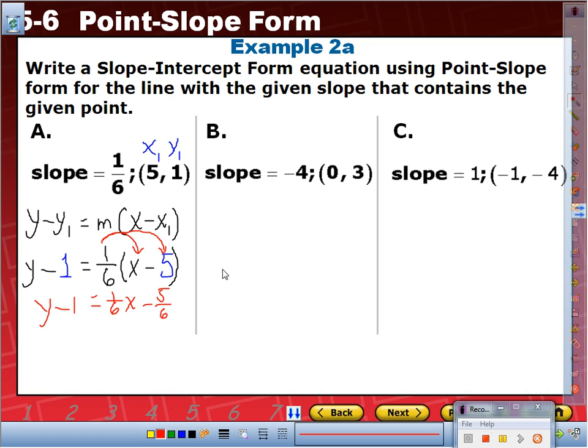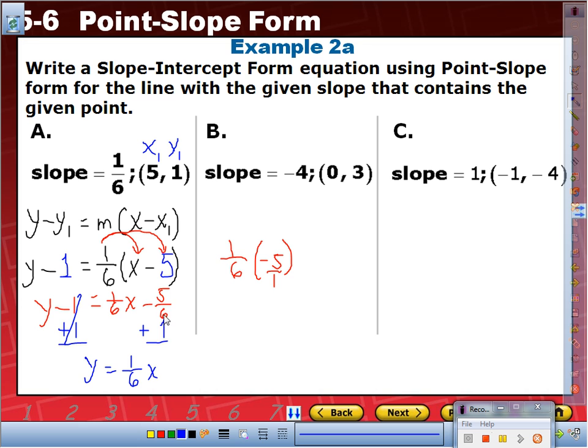1/6 times -5. How do we multiply a fraction times a whole number? We do that over 1, and you just multiply. That's how we get this. Are we there so far? At the end, we need to solve for y. That means I need to get rid of this minus 1 here. So what do I do that? Add 1, add 1. This cancels. y equals 1/6x.